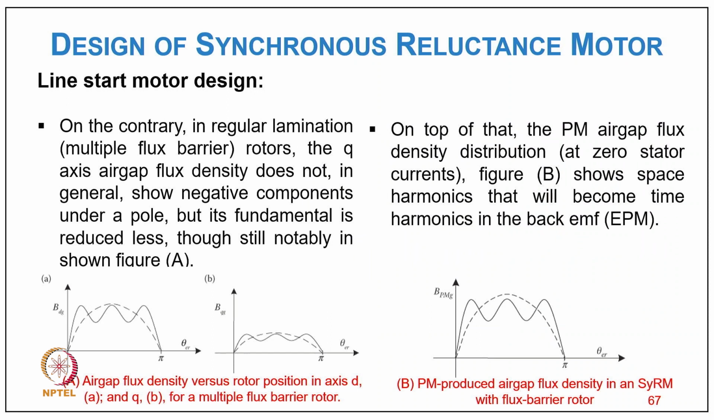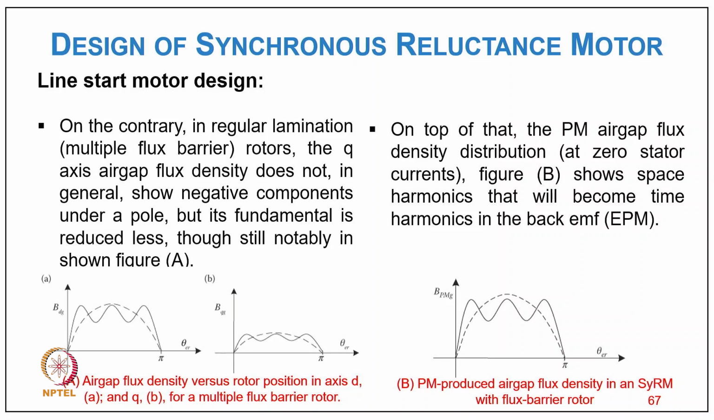And you can just see the contrary in the multiple flux barrier rotor lamination: the rotor Q axis air gap flux density is not constant, so there is a negative component under a pole, but it is fundamentally reduced less. As you can see here, flux density versus rotor position, D axis and Q axis, typical for multiple flux barrier.